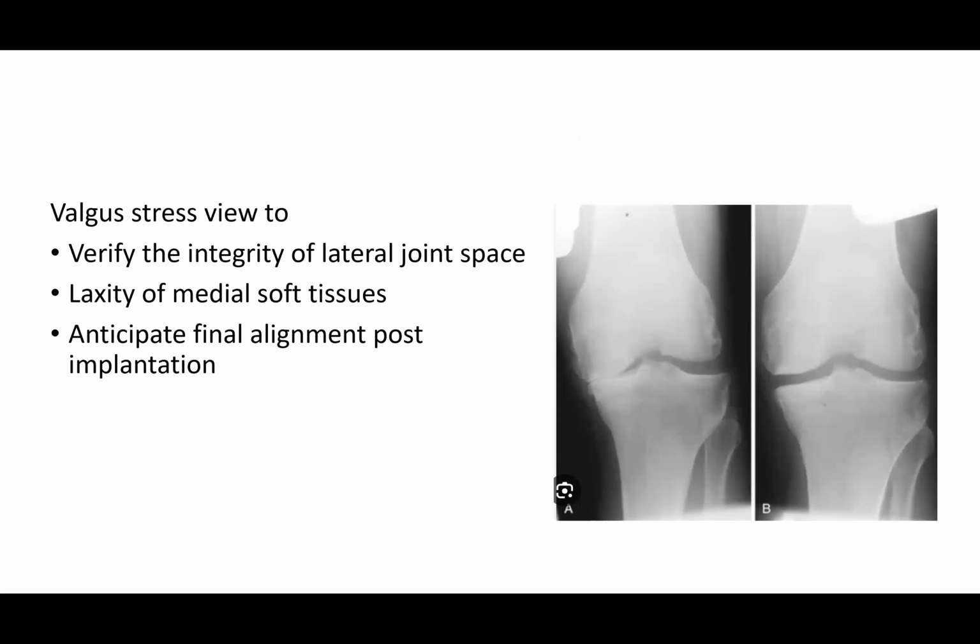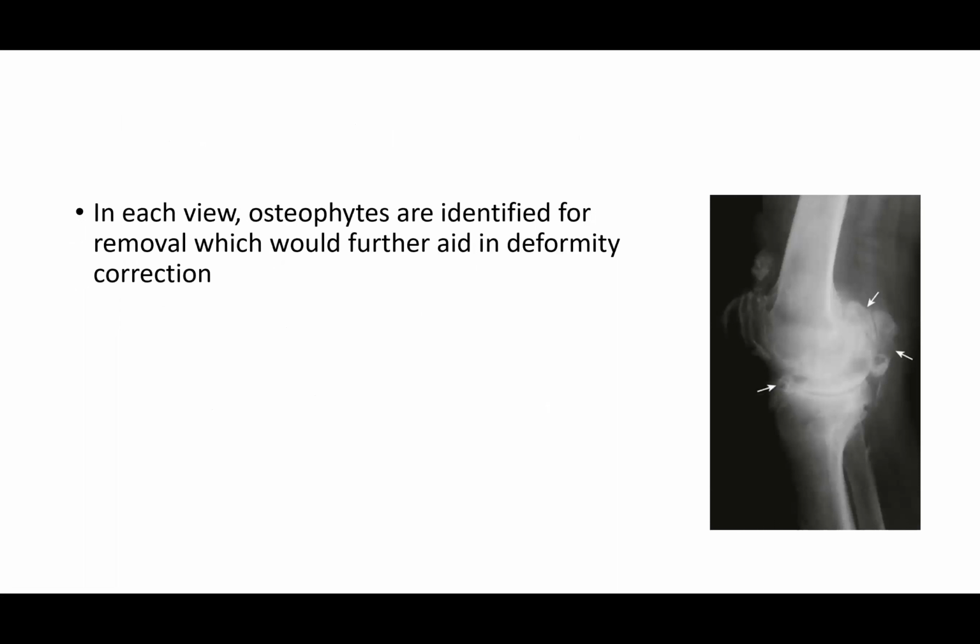If the medial joint space opening is inadequate, or if there is a reduction in lateral joint space during this valgus stress view, TKA is preferred. And in each view, the osteophytes are identified for removal, which would further aid in the deformity correction.